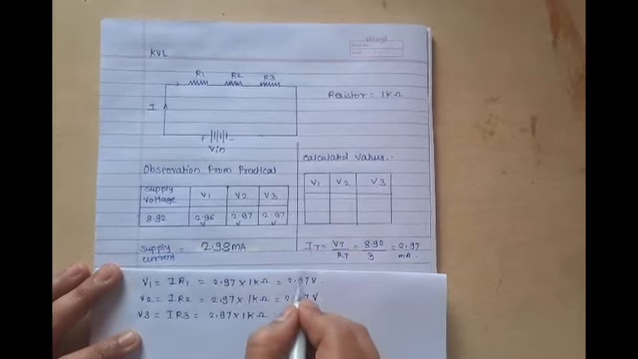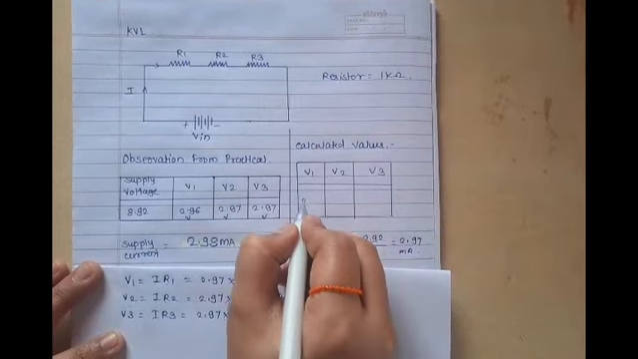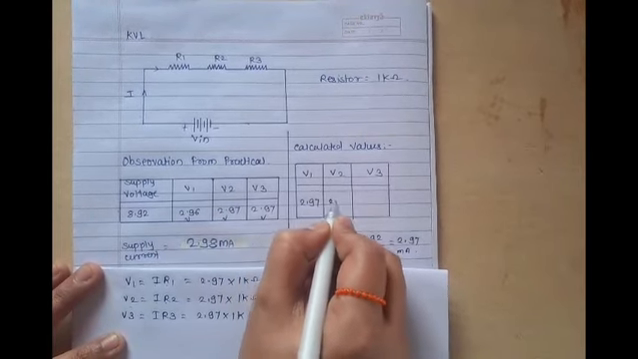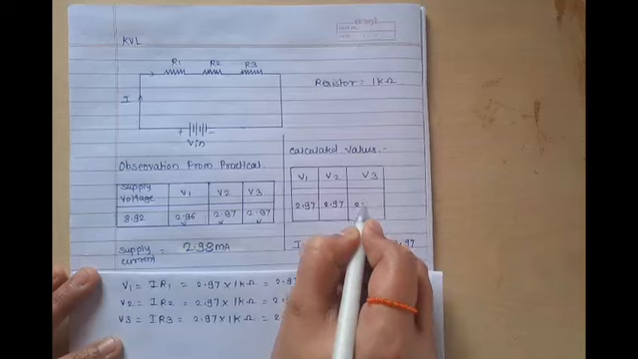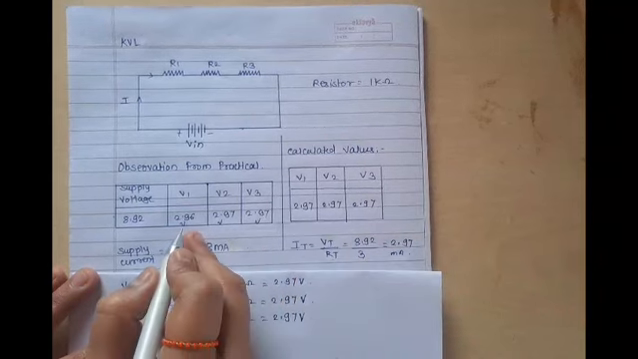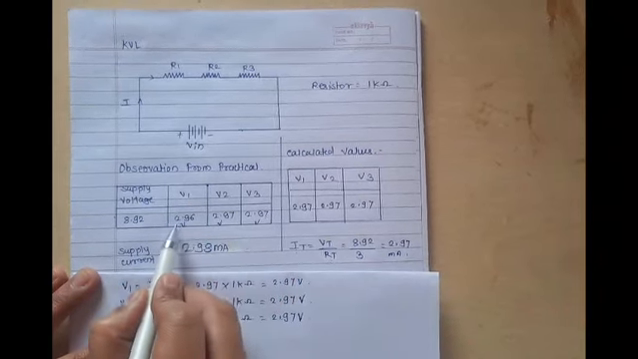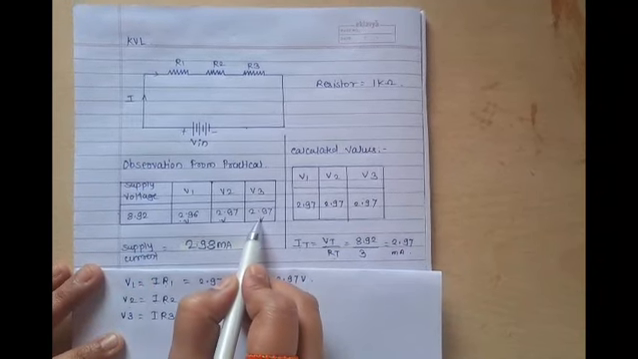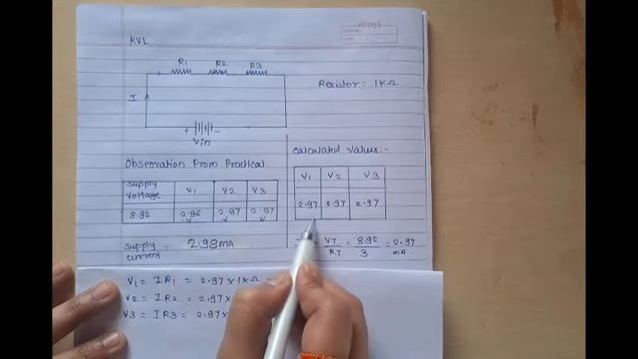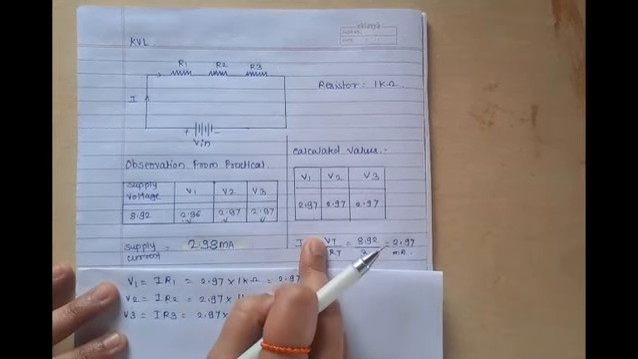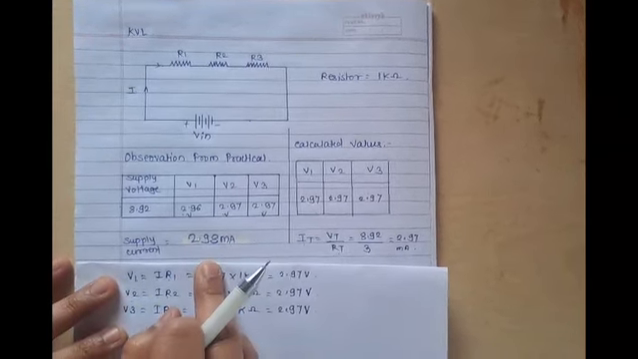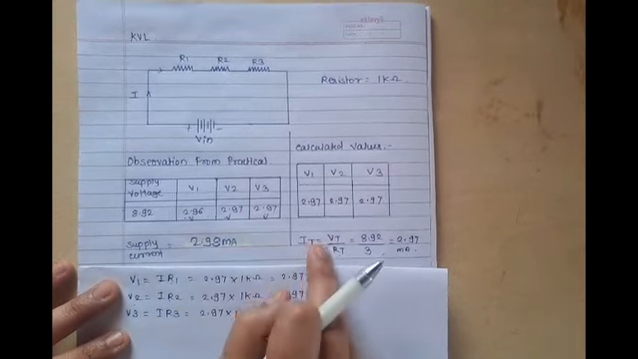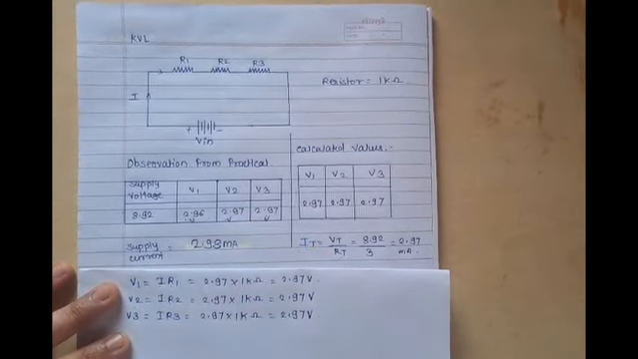Here the values of voltage across the circuit are nearly the same: 2.97, 2.97 and 2.97 volts. Practically we have the values 2.96 volt, 2.97 volt and 2.97 volt. The practical and theoretical values are the same. So here Kirchhoff's voltage law is verified practically and theoretically.